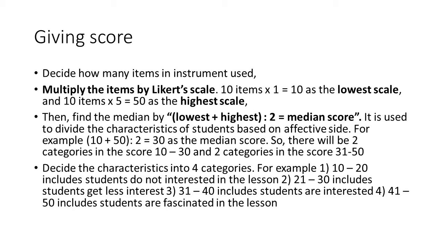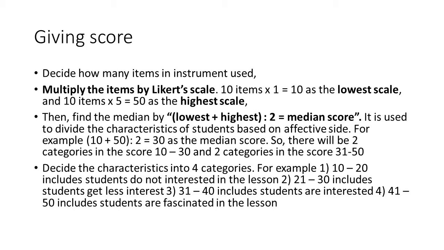So there will be two categories in the scale 10 to 30, and two categories in the scale 31 to 50. Last, we decide the characteristic into 5 categories. For example, 10 to 20 includes students not interested in the lesson, 21 to 30 includes students with less interest, 31 to 40 includes students who are interested, 41 to 50 includes students who are facilitating in the lesson. Then, we know the student's characteristic related to the aspect of the affective side.